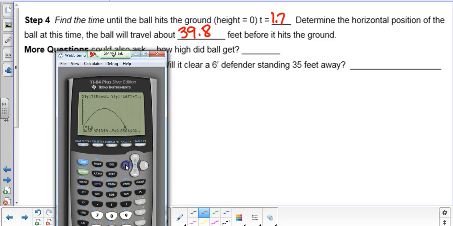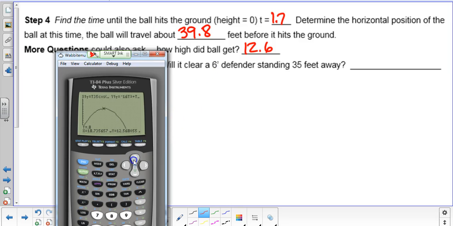Now trace backwards and see if you can get an estimate on how high it went. What's the maximum y value? 12.56. About 12.6 is as high as it ever goes. Everybody see what we're talking about for y? This is a fun question.